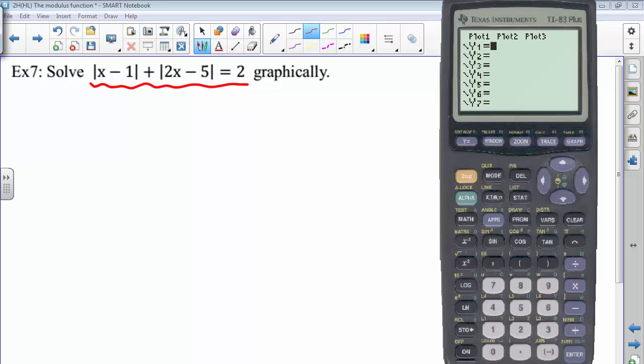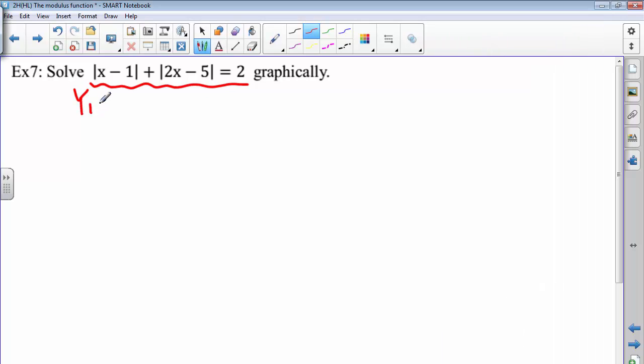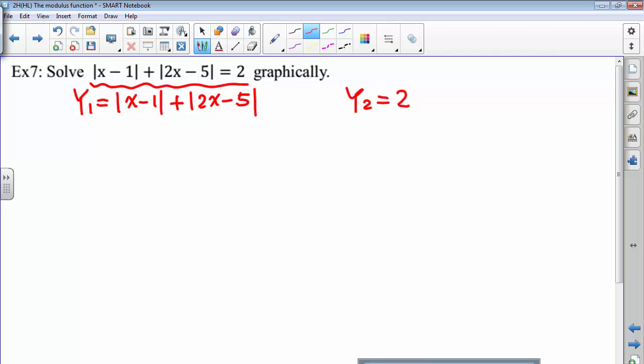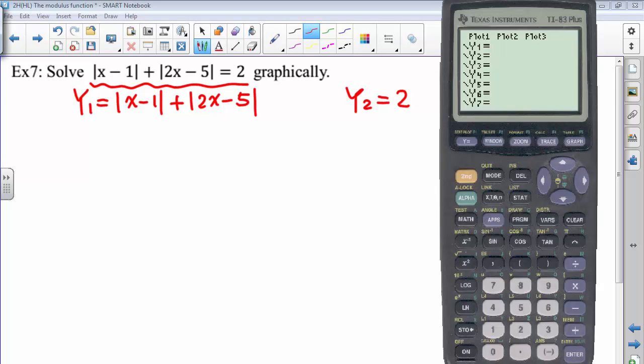So let's look at how we can use the graphing calculator to figure out the solution to this equation. I will let y1 be the left side function and y2 be the right side function. Right now, I want to put both of these 2 functions into the graphing calculator. How can we put the absolute value of x minus 1 into the graphing calculator?